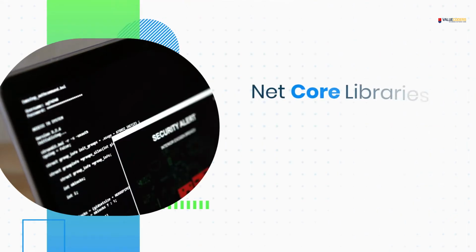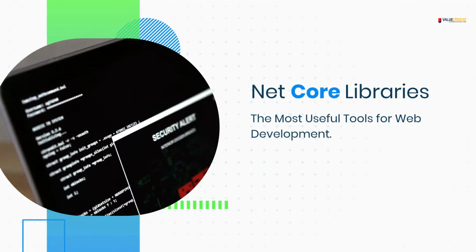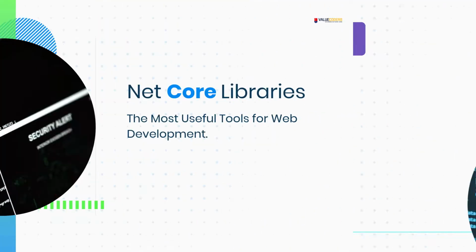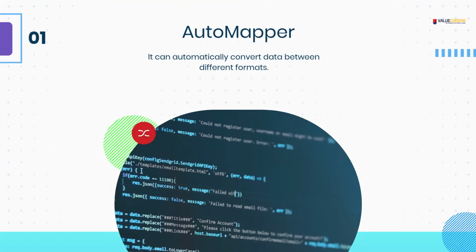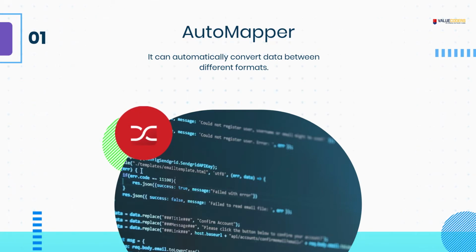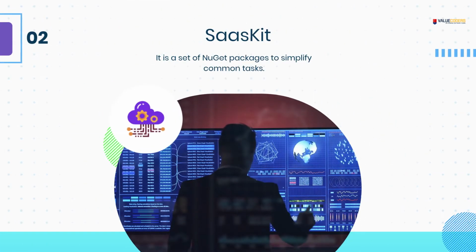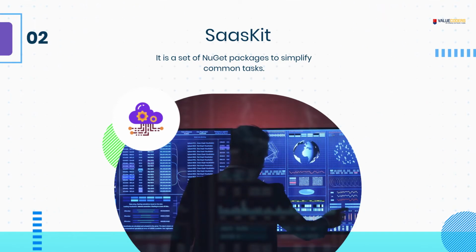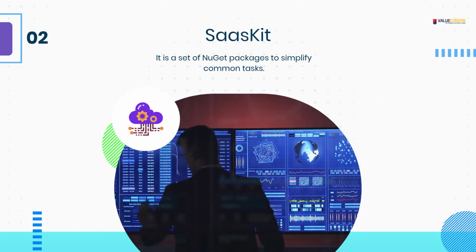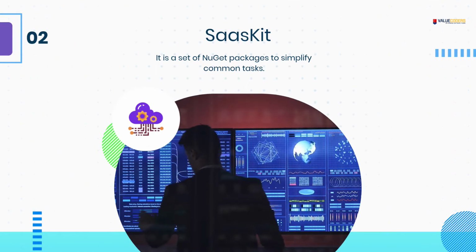.NET Core Libraries, the most useful tools for web development. AutoMapper. The AutoMapper library is a convention-based object-to-object mapping library that can automatically convert data between different formats. SaaSkit. It is a set of NuGet packages that will help you simplify common tasks when building a software-as-a-service application.